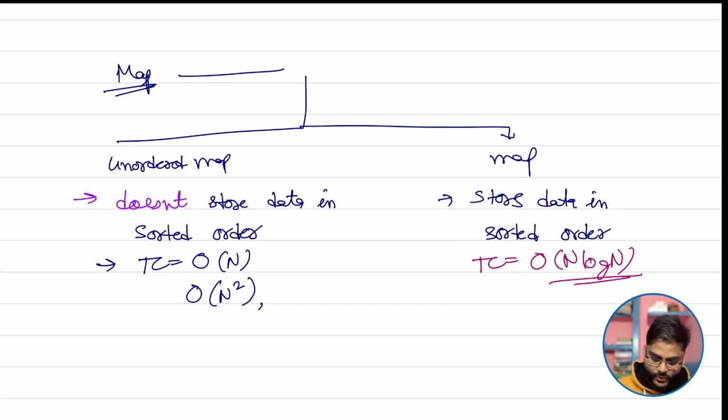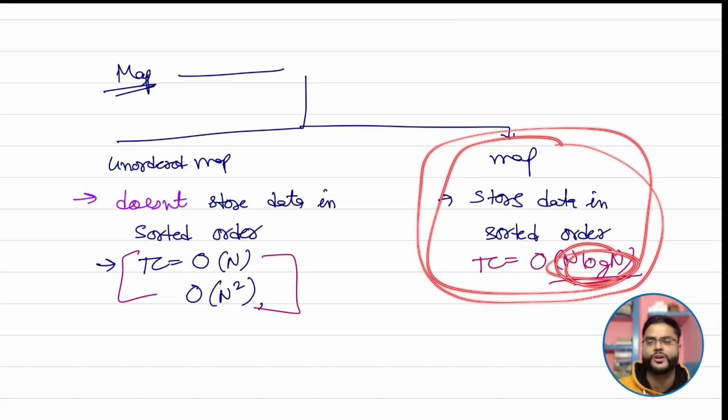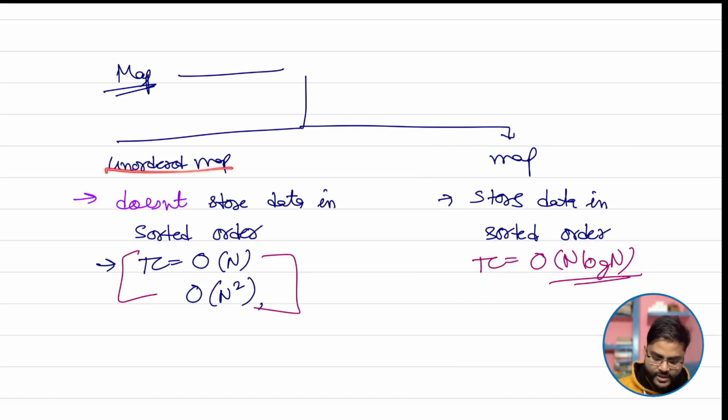Okay, so we will use unordered map for our problem. Why? Because we don't want data to be in sorted order. We just want our count. We just want our element and count. So we don't need to use map, we don't need to use n log n operation. So we will use unordered map for it.